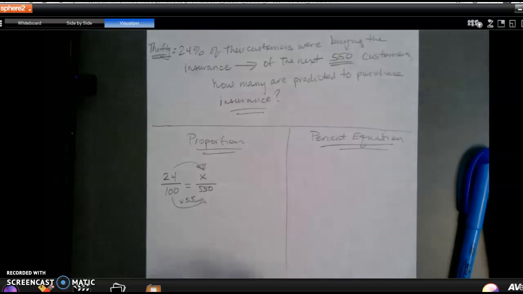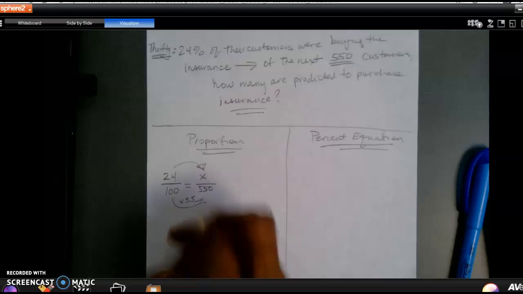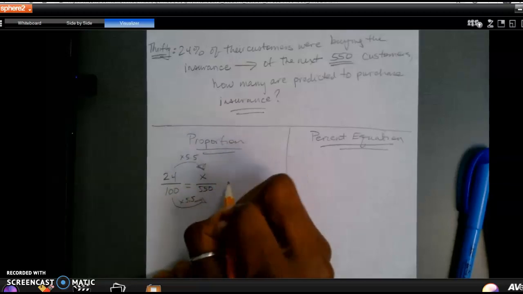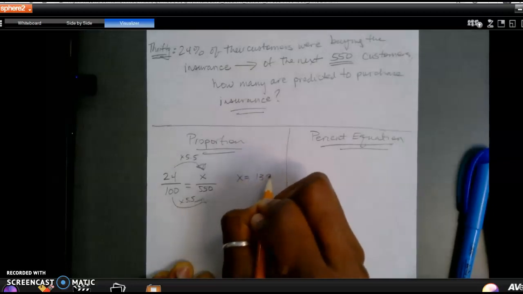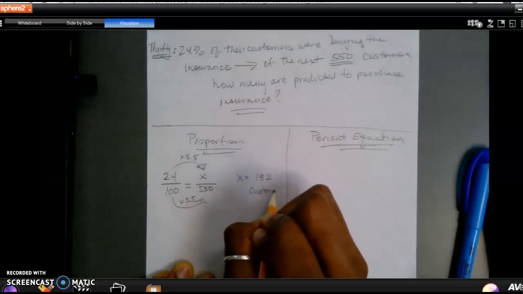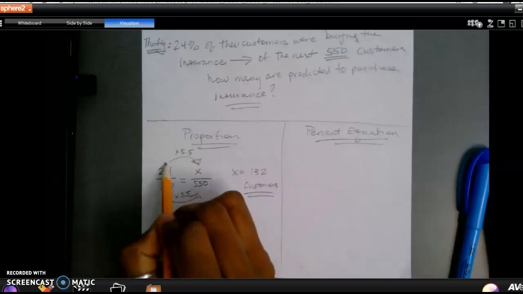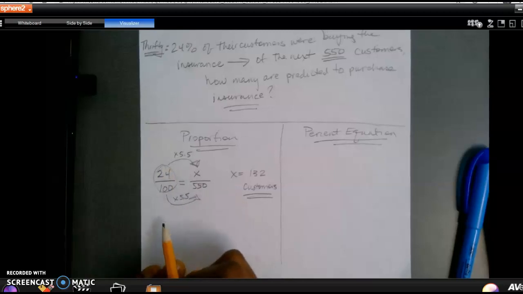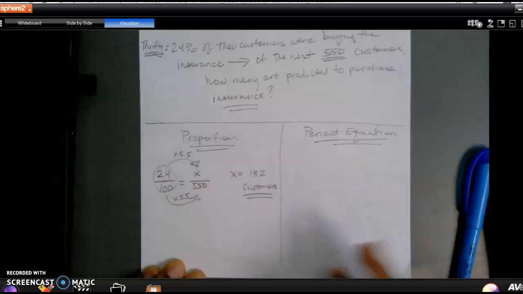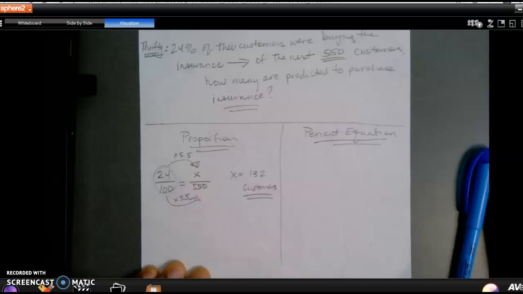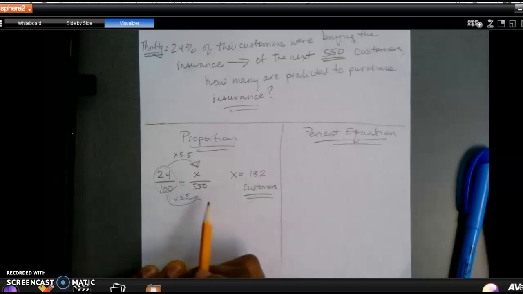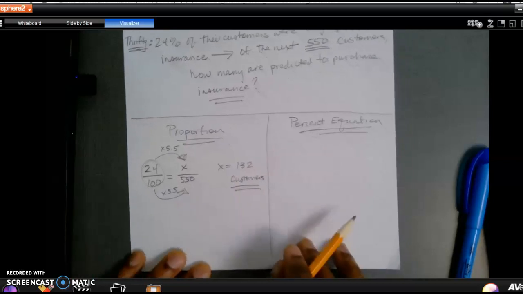So once you successfully multiplied 24 times 5.5, you should have gotten that X is 132 customers are predicted to actually purchase the insurance based on the experimental probability that they have already come up with, okay? They didn't randomly put that out. They are using historical data from their rentals to figure out that about, on average, 24% of people buy the insurance, so therefore they can predict that of the next 550 customers, 132 will purchase the insurance.